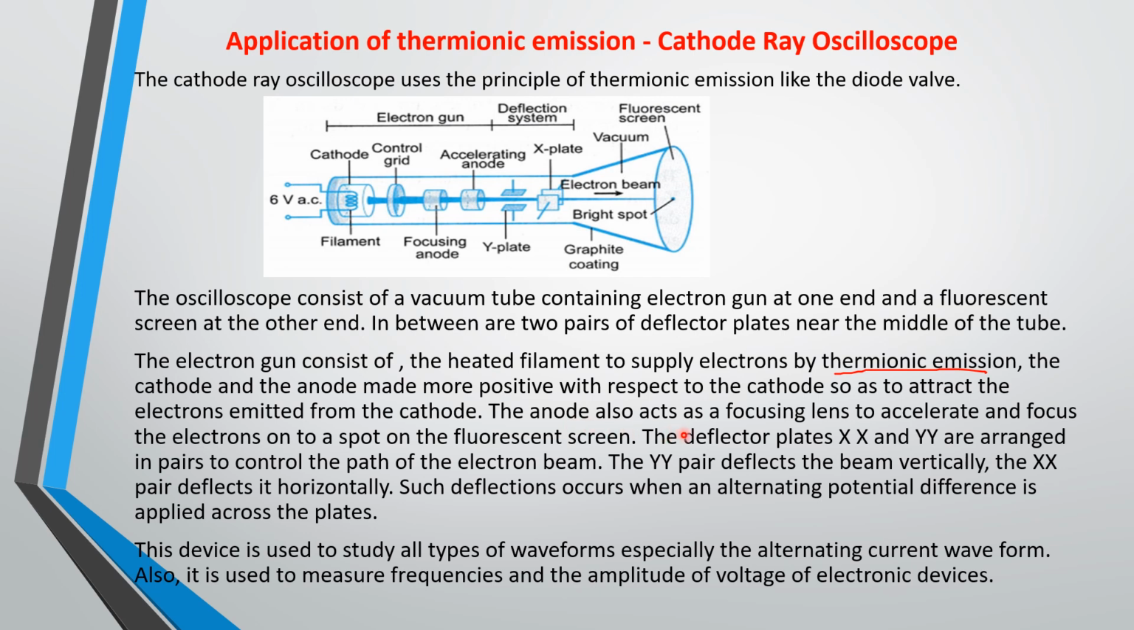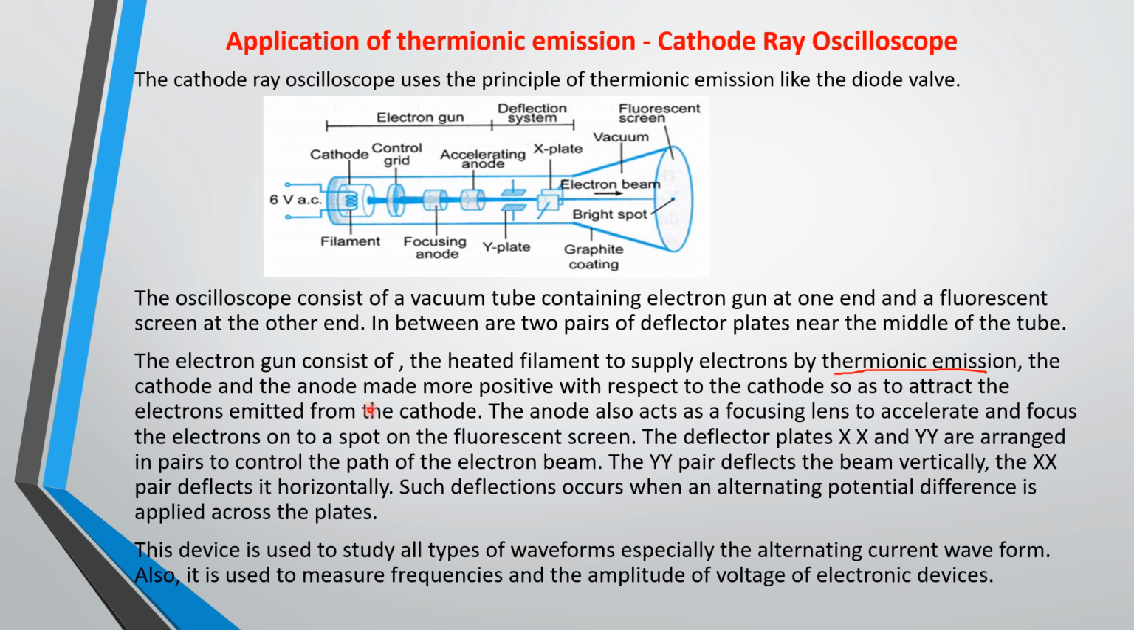The anode also acts as a focusing lens to accelerate and focus the electrons onto a spot on the fluorescent screen. You have the deflectors X and Y. They are arranged in pairs to control the path of the electron beam. The Y plate deflects the beam vertically, while the X plate deflects the beam horizontally. Such deflection occurs when an alternating potential difference is applied across the plates.